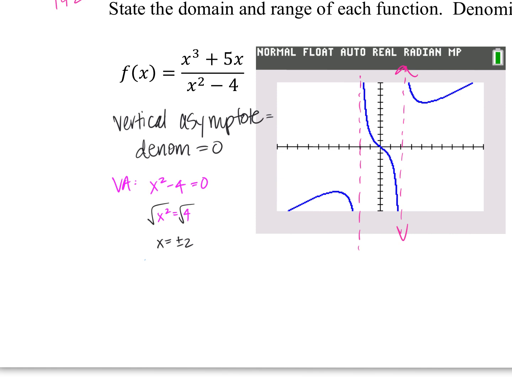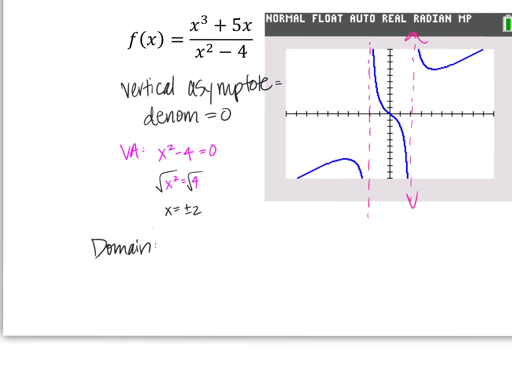Okay, so what would be my domain? Let's talk about domain. Domain is for what x values does the graph exist? And domain is always left to right. So how far left do you think this graph is going?